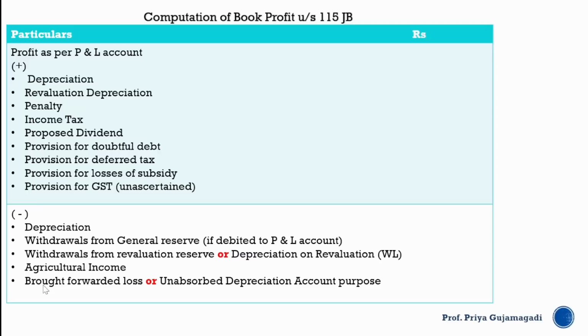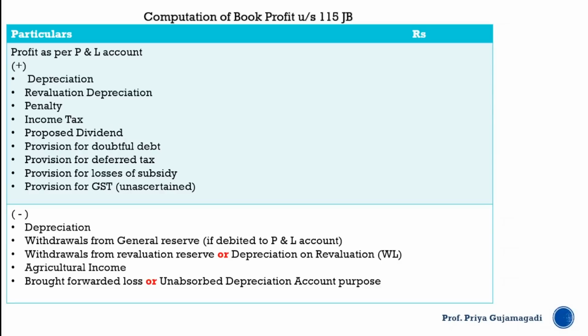In normal provision, we will take both brought forward loss and unabsorbed depreciation. But while calculating book profit, we have to compare the brought forward loss or unabsorbed depreciation as per accounts, whichever is less. So among these both, whichever is less, that we have to take.